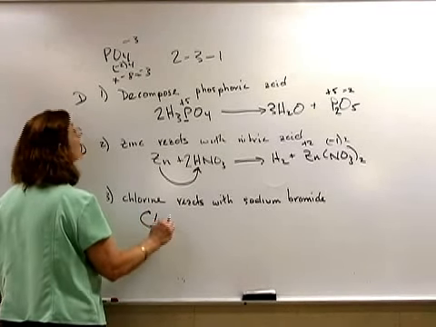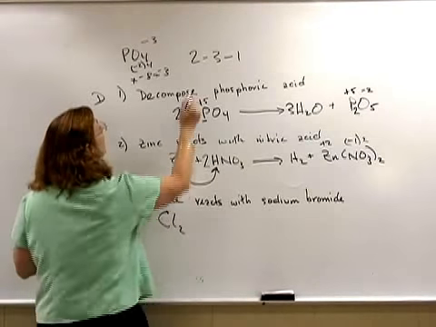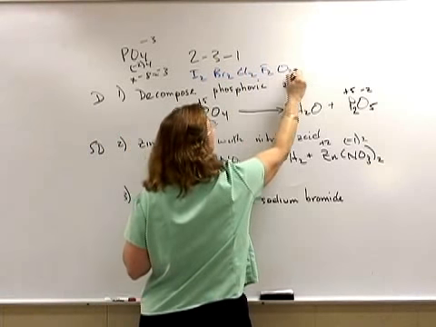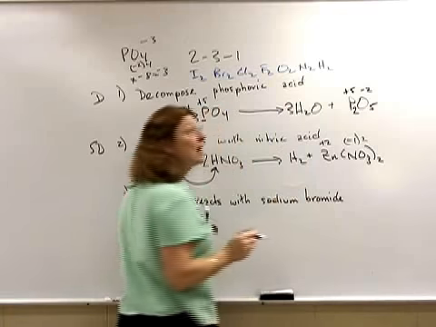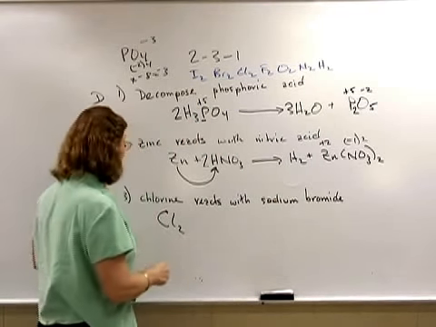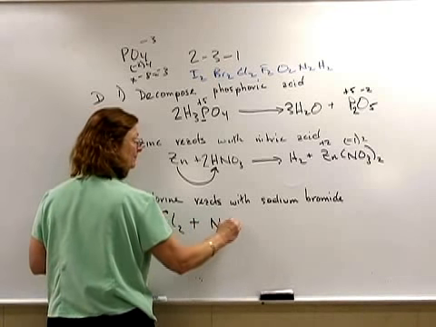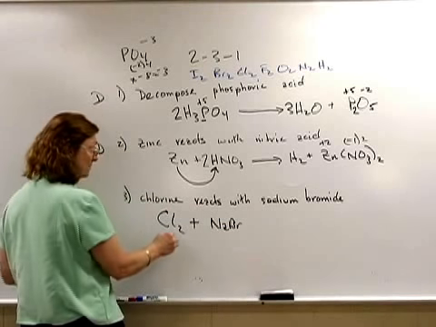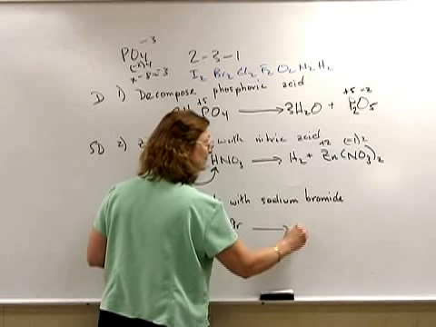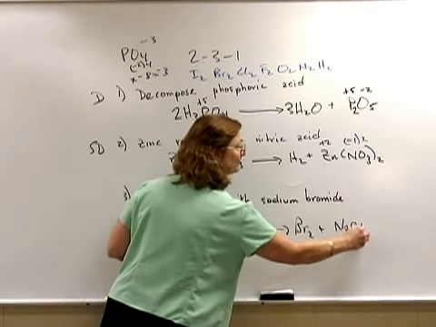It's much easier to look at the whole polyatomic ion as a unit. Chlorine is one of my diatomic molecules. The diatomic molecules are iodine, bromine, chlorine, fluorine, oxygen, nitrogen, and hydrogen. And I would write those at the top of my paper so that I would be reminded of them. Chlorine reacts with sodium bromide. In this case, the nonmetal will displace the nonmetal. And I will get bromine, which is also diatomic, and sodium chloride.